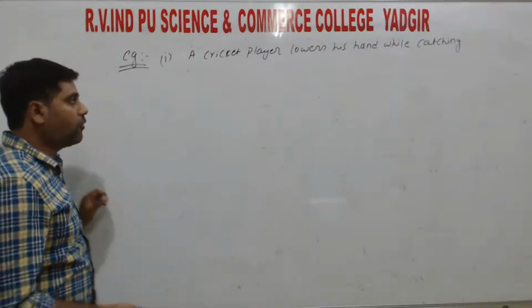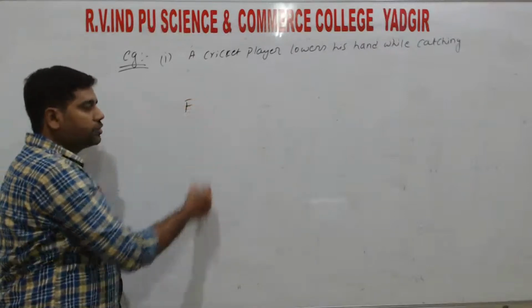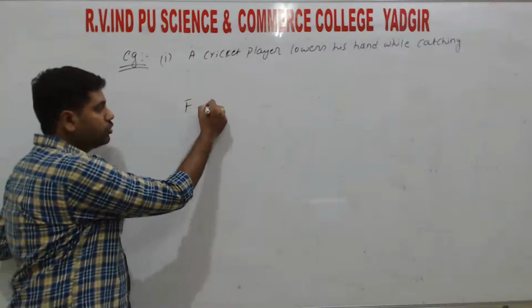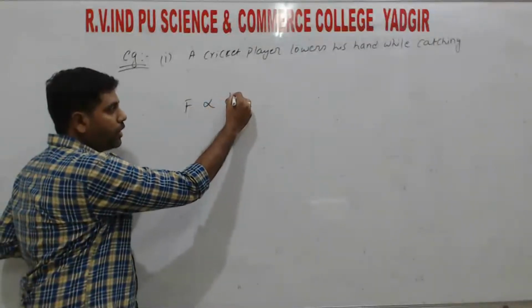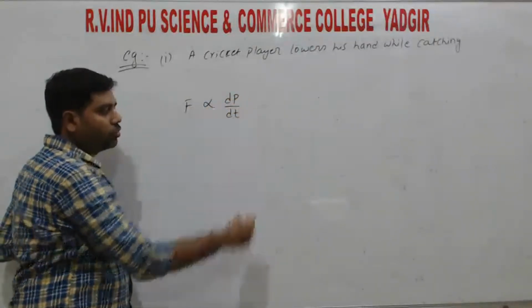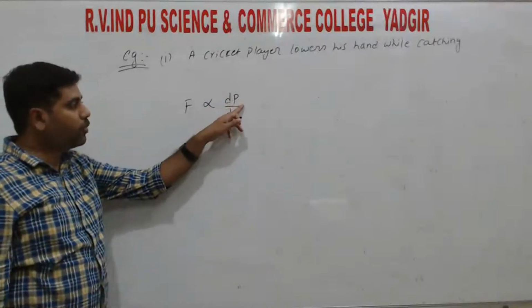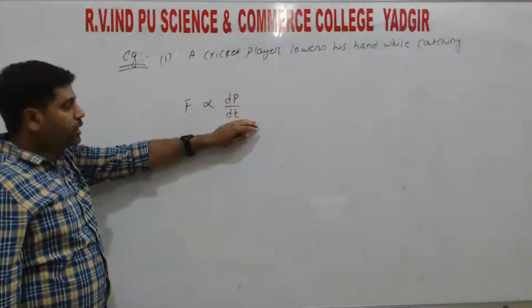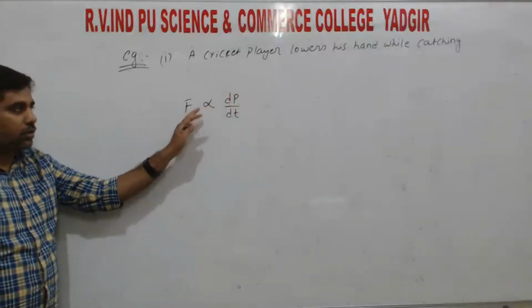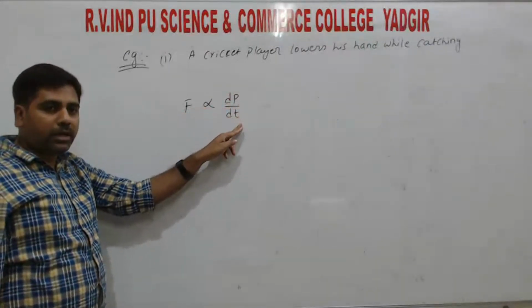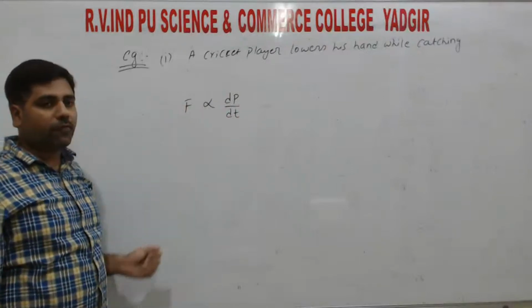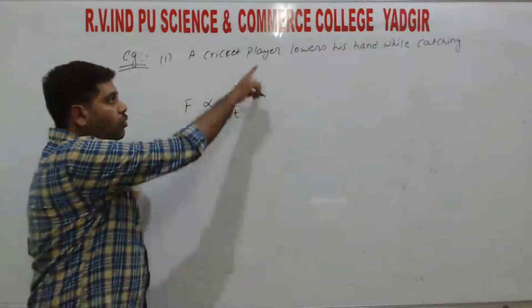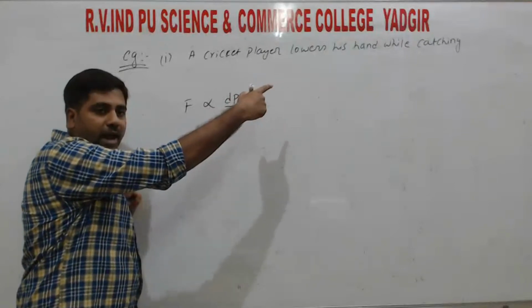We know the second law of motion says force is directly proportional to the change in momentum with respect to time. That is, the rate of change of momentum is proportional to the force, where P is momentum, T is time and F is the force. So the cricket player lowers his hand while catching.